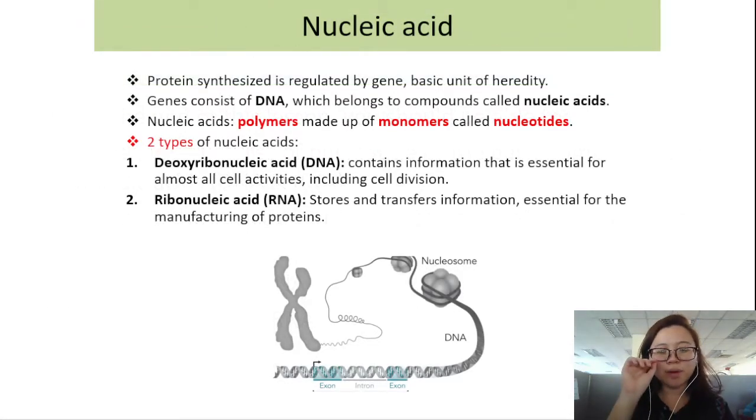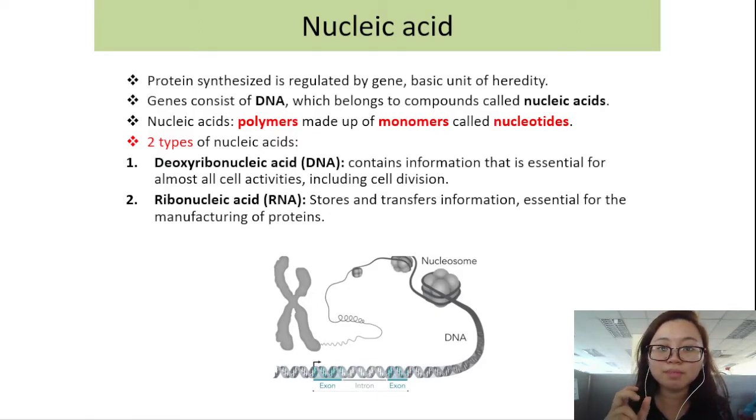Okay, let's talk about what's a nucleic acid. First things first, we need to talk about what it does. We talk about proteins, which are synthesized and is regulated by gene, the basic unit of heredity. Genes consist of DNA, which belongs to compounds called nucleic acids. Nucleic acids are polymers made up of monomers called nucleotides.